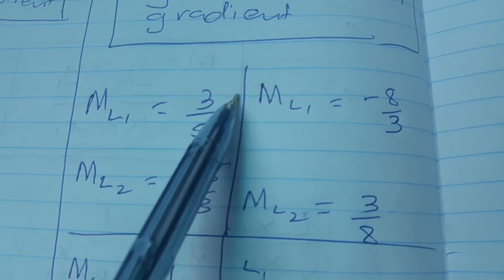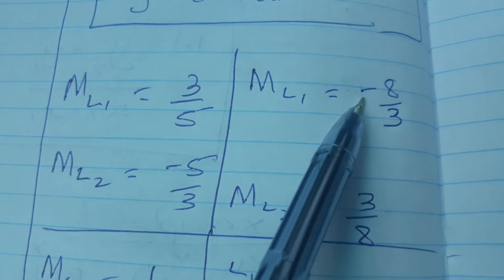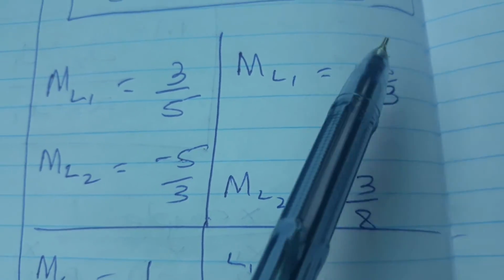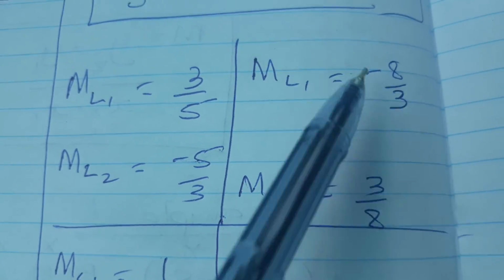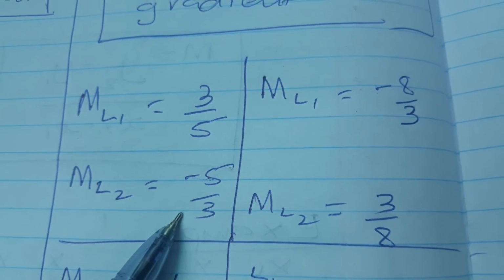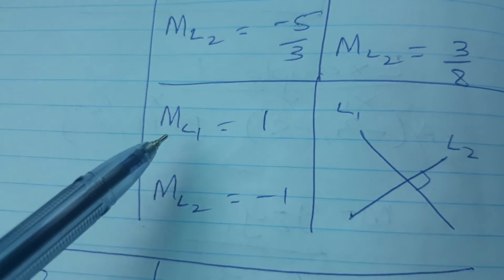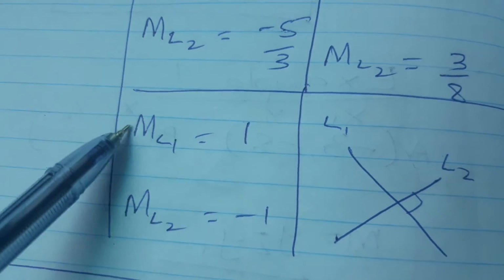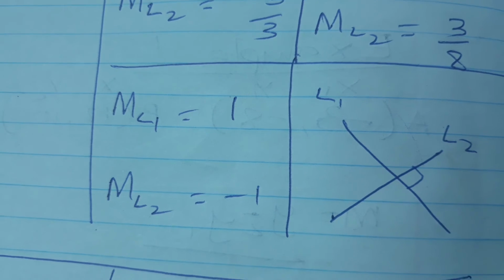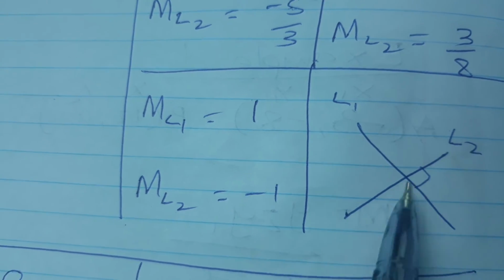Okay, another example, gradient of line 1, if this is -8/3, then gradient of line 2 will become 3/8. We have flipped. So if this was negative, then this will become positive. Here, this was positive, then this will become negative. And we are flipping the fraction. Okay, another example though, gradient of line 1 is 1 and gradient of line 2 will be then -1. These are the cases of perpendicular lines. When perpendicular lines cross each other, they make negative reciprocal.